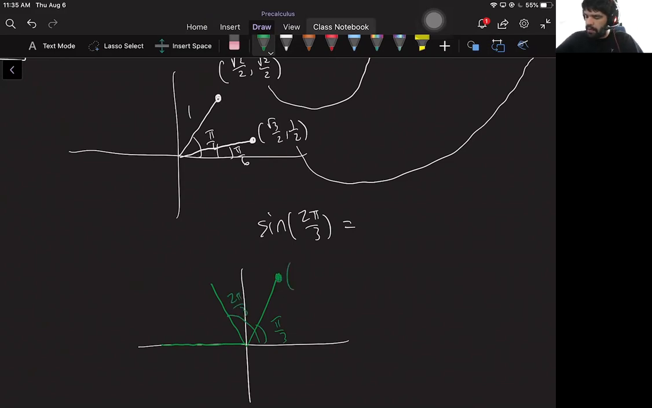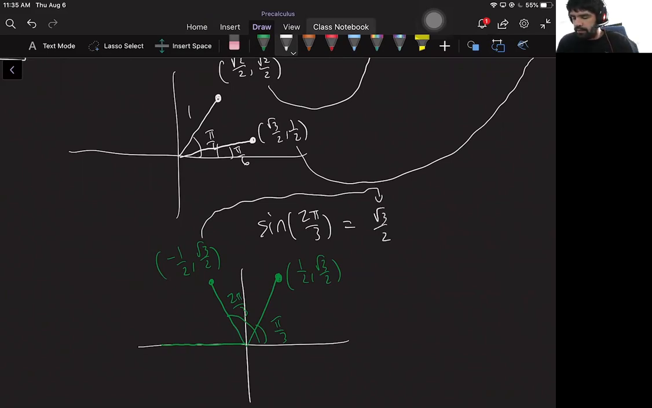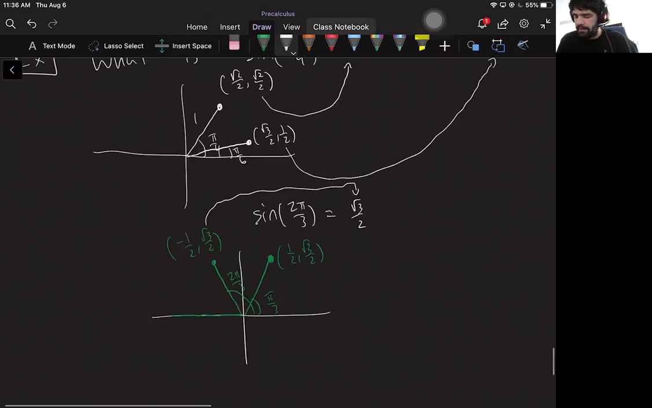So I know that this point is 1/2 comma root 3 over 2. So then I know this point is negative 1/2 comma root 3 over 2. So then sine of 2 pi over 3 is just the y value. So the y value is this guy. So that's the answer. So all we're doing is rephrasing all those points and angle relationships into a nicer, smaller notation that helps us say things much more quickly.